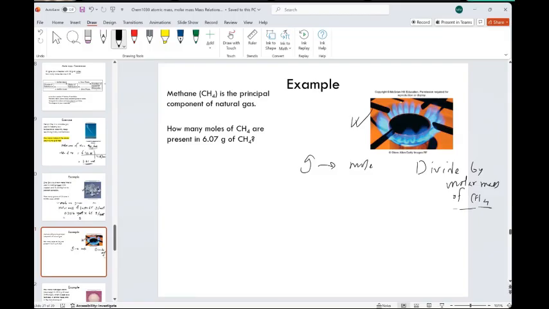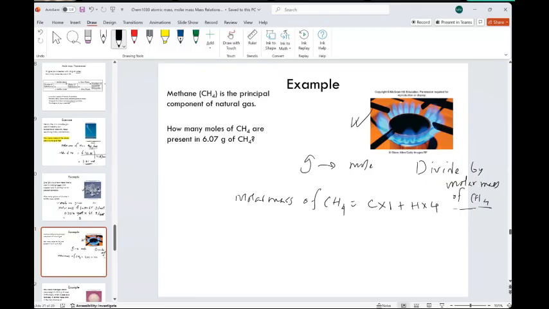So molar mass of CH4 is not given in the question. It is needed to find out. So we need first the molar mass of CH4. So C times 1 plus H times 4.